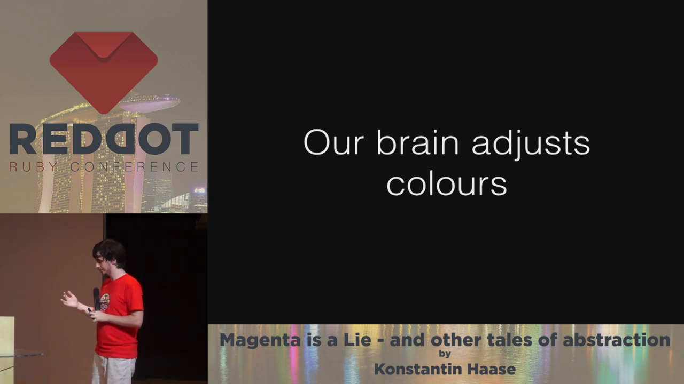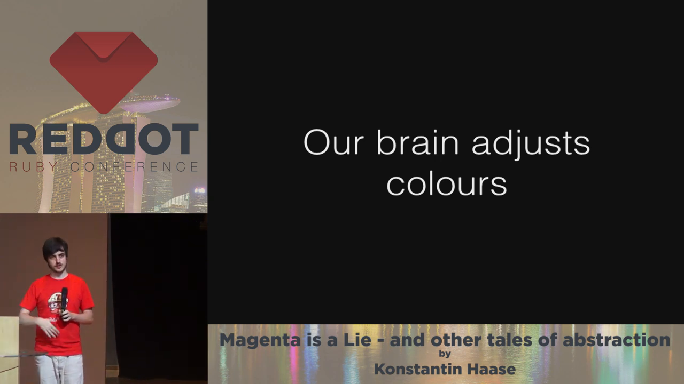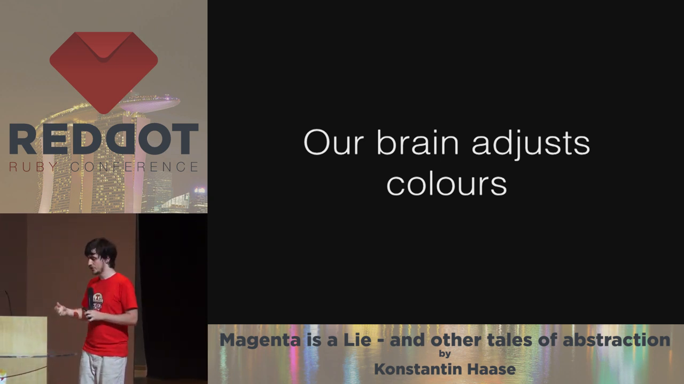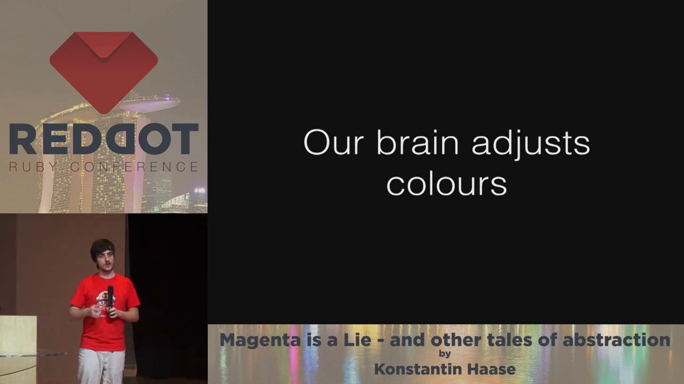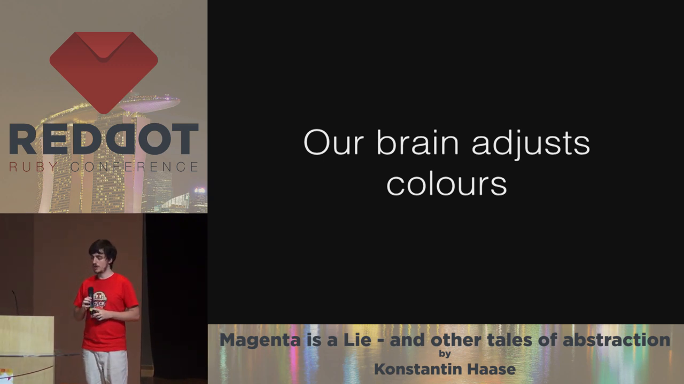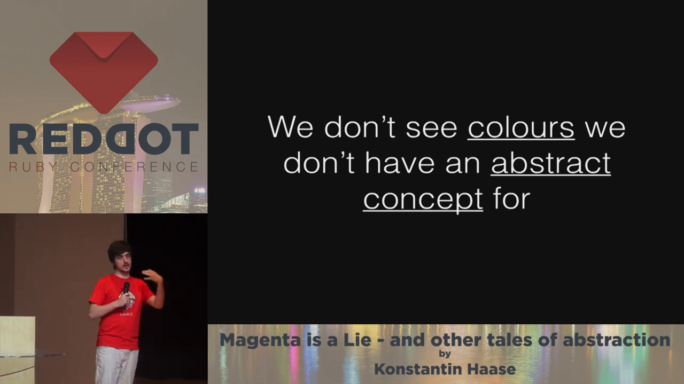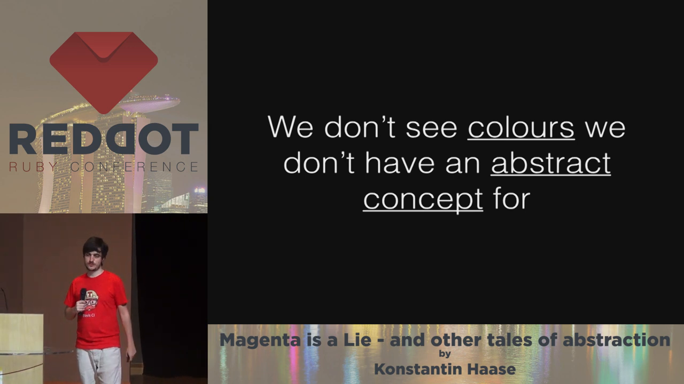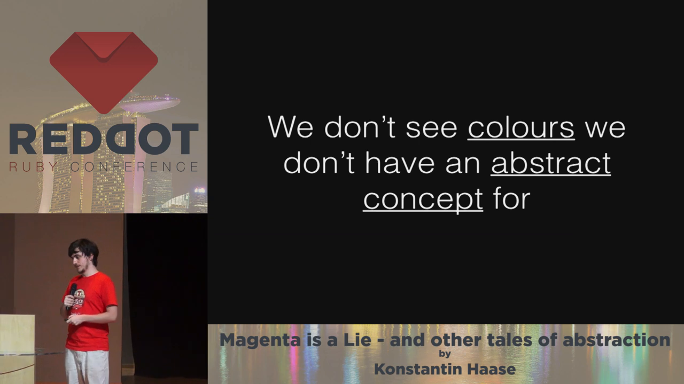And experiments with toddlers that were not able to speak yet, that were 3-4 months old, showed that they see colors with the left side of their brain. The left side is active when they see colors. Now, we don't see colors that we don't have the abstract concept for. So the color vision develops, we get the concept in our brain, and then we can differentiate the colors. I'll come back to the toddlers in a second.